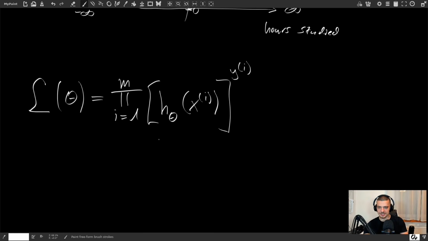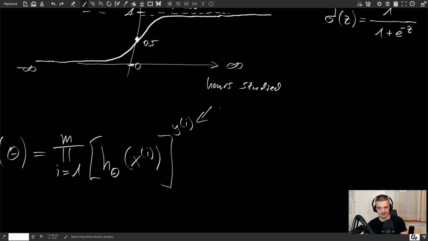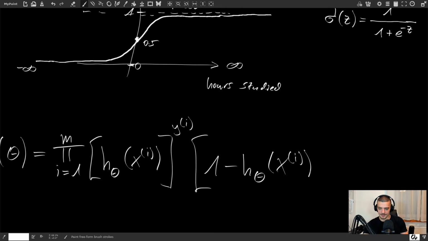Now, you need to understand this here is the output of the sigmoid function, and this here is the correct answer. This is always going to be either 0 or 1. This can be nothing else. Either the person passed the exam or not. Either this is a cat or it's not a cat. So this is the ground truth. This is the actual answer. And we can take this now and multiply it with the opposite, 1 minus h given theta of xi, and then taking that to the power of 1 minus yi.